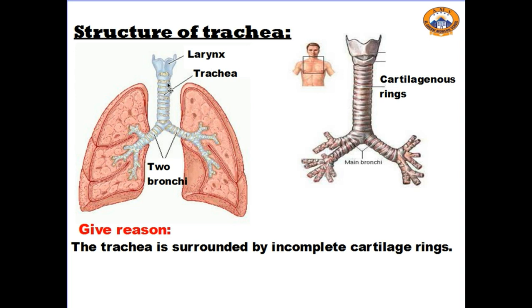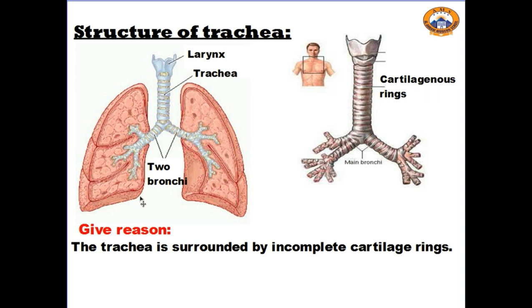Okay? Now, the trachea or this windpipe is surrounded from outside with rings, cartilaginous strings. Cartilage is a structure that's softer than bones. It's hard enough to keep the trachea tube open all the time. So give a reason why this trachea is surrounded by those cartilaginous strings. Why?